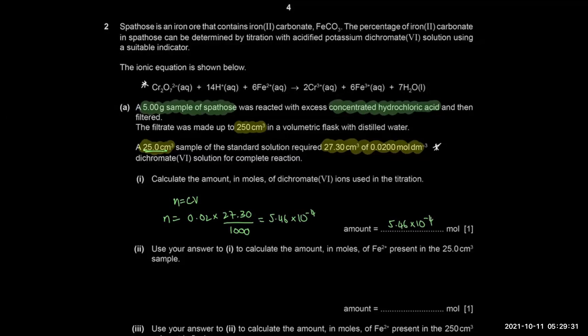Now they're saying use your answer to part 1 to calculate the amount in moles of Fe2 plus present in the 25 cm cube sample. तो वो कह रहे हैं इस सैंपल में आपको पता है आपने डाइक्रोमेट कितना यूज किया, तो आयरन 2 प्लस कितना था, इक्वेशन हमें दिया हुआ है.